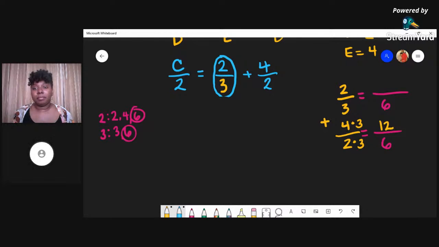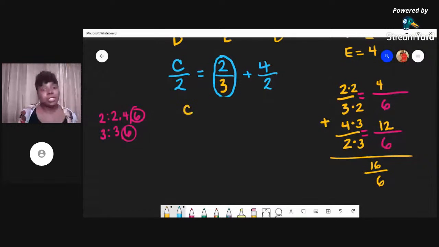And then up at the top, you have to multiply 3 by 2 to get 6. Good. So you multiply the 2 by 2 to get 4. Okay. And then what do we get? And so then you would have 16 sixths. Good. Okay. Now watch this.